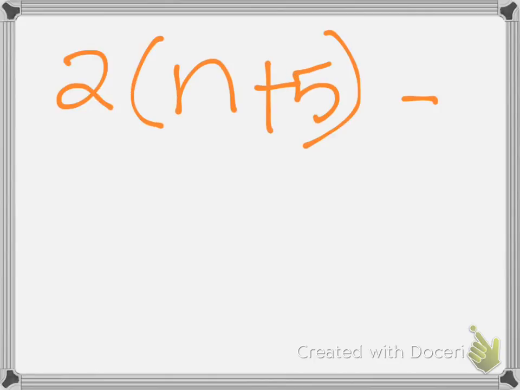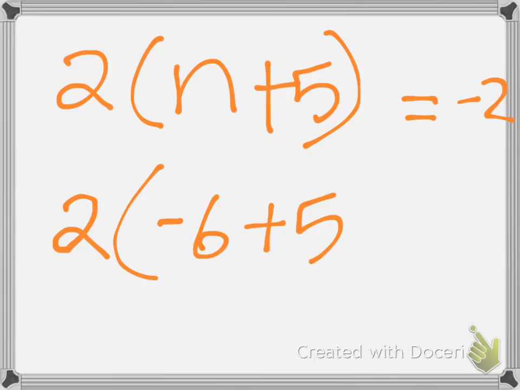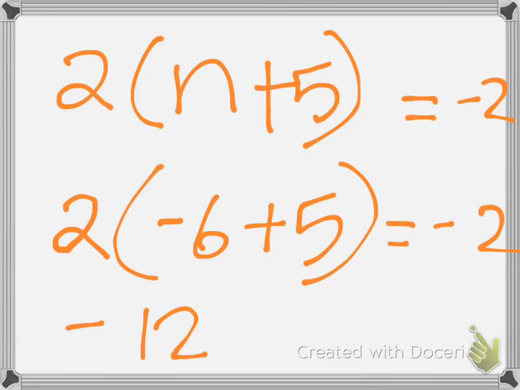2 parentheses n plus 5 equals minus 2. And then we have to plug in our number, minus 6. Minus 6 plus 5, in parentheses, equals minus 2. 2 times minus 6 is 12, plus 2 times 5 is 10, and then that equals minus 2, correct?